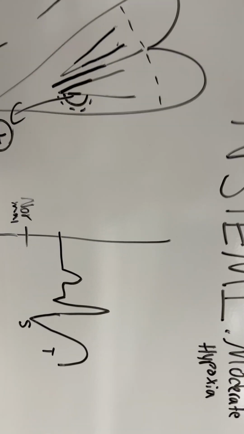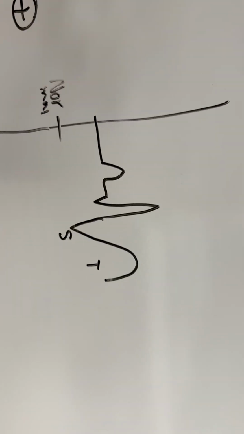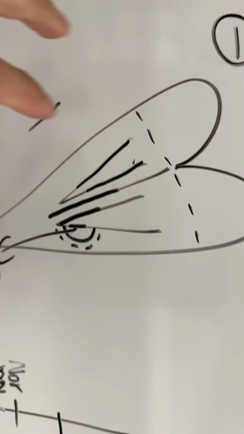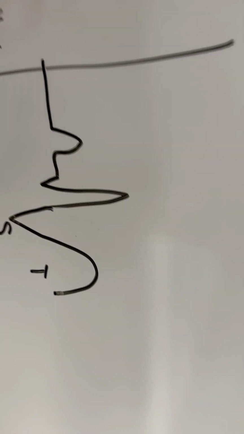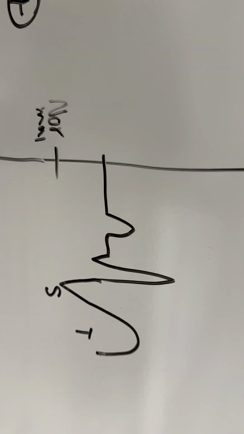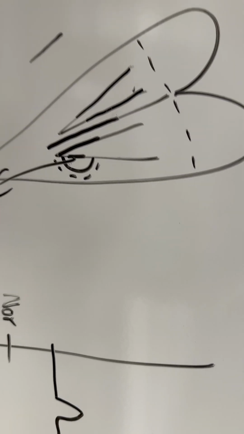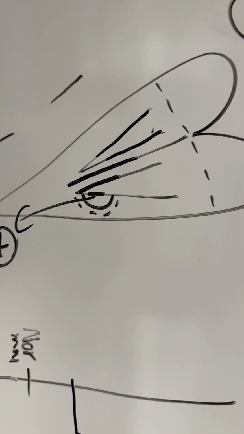So what happens is when the R wave happens, the whole ventricle is contracting, right? And so all the cells in the ventricle have a negative outside, and that's giving us our normal R wave. But then when we repolarize, that's when we get this force vector.